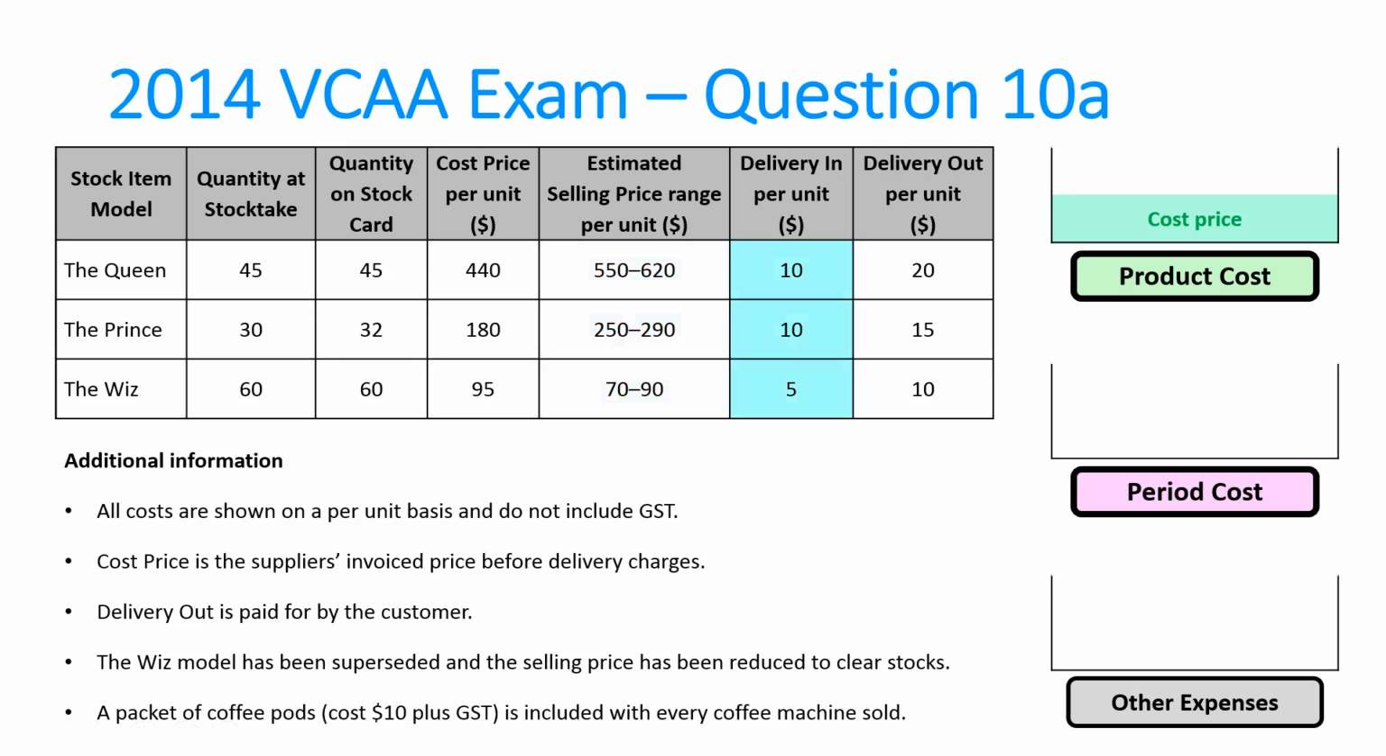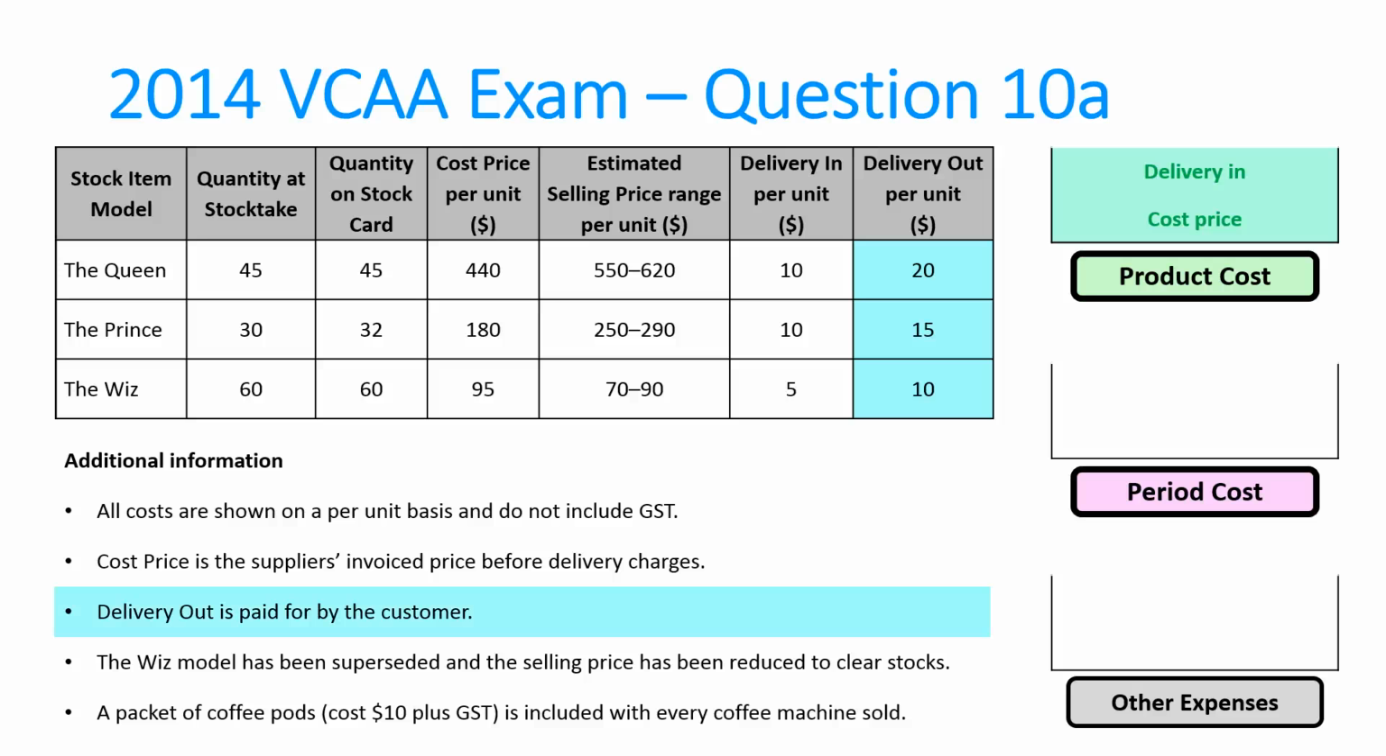Delivery in, so that is what the supplier charges me. Is that required to get it in a condition and location ready for sale? It is. Can it be broken down to each or allocated to each individual unit? It can. So I'm going to put that in as a product cost. Delivery out, is that an expense? And if so, is it a product, period, or other? It's none of those because it's actually going to be paid for by the customer.